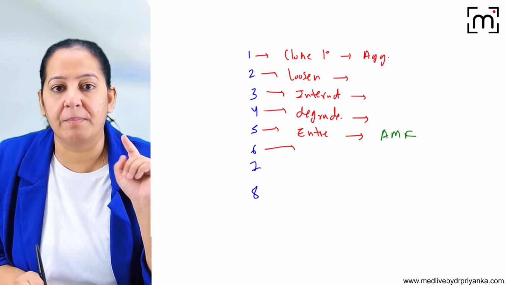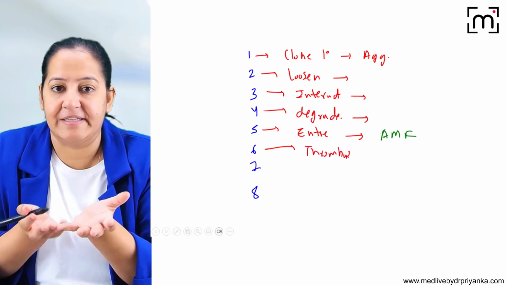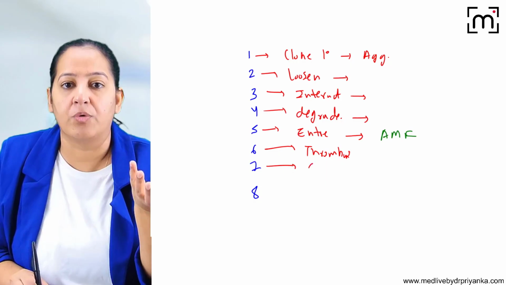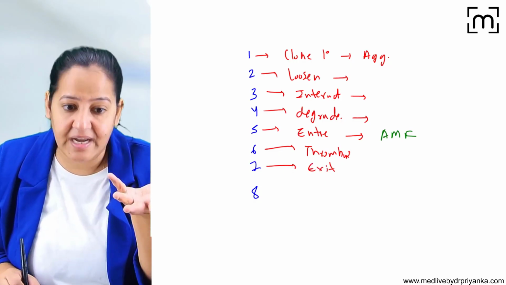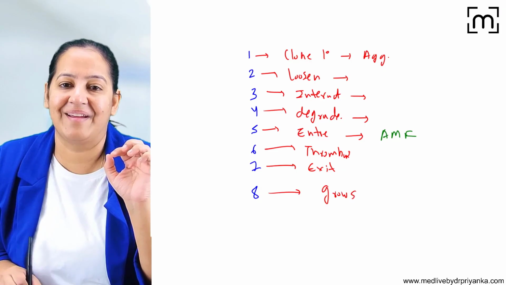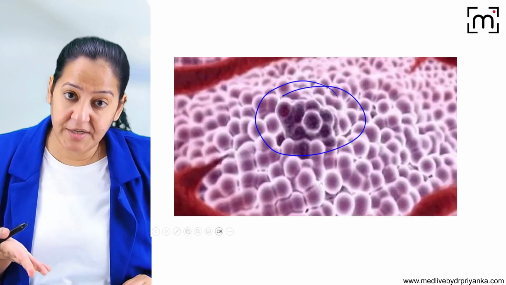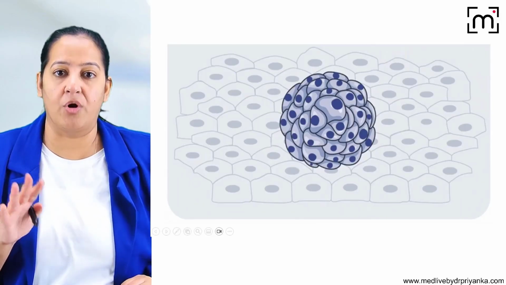After that, it forms a thrombus so that WBC cannot identify them. They cover themselves with RBC and platelets. After that, it comes out, it exits, it extravasates at some other site. And after that, it grows there and forms the secondary. It forms the secondaries, multiple secondaries. These are the 8 steps. You write down the details of each of them and you can see all of them here.